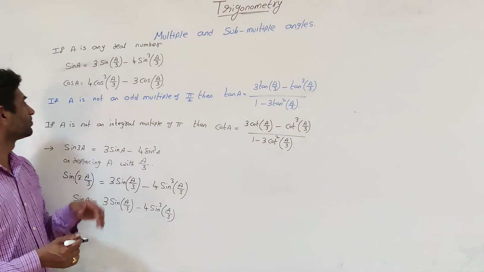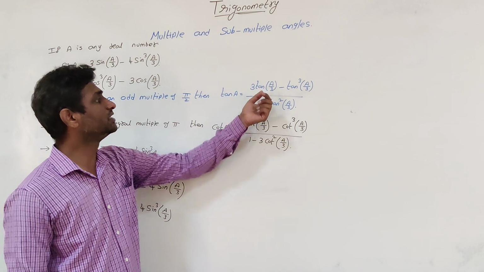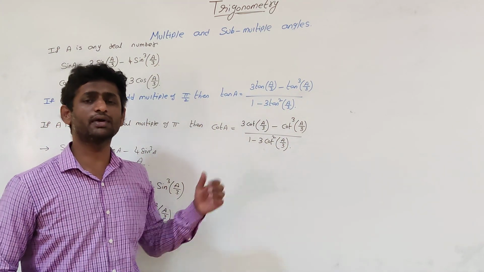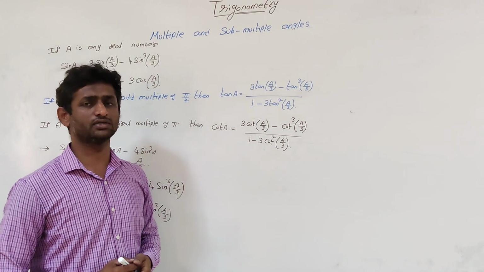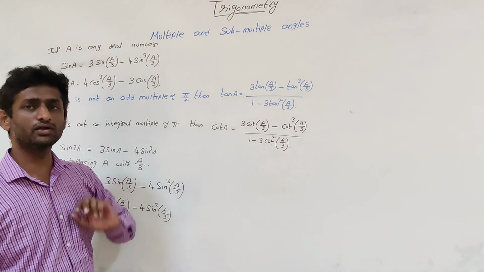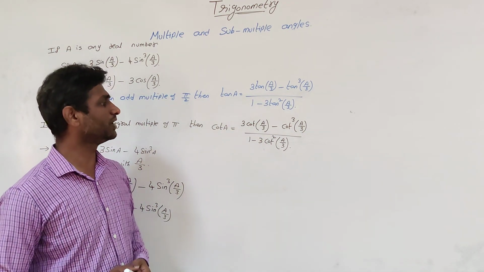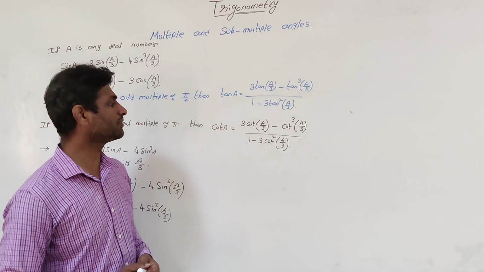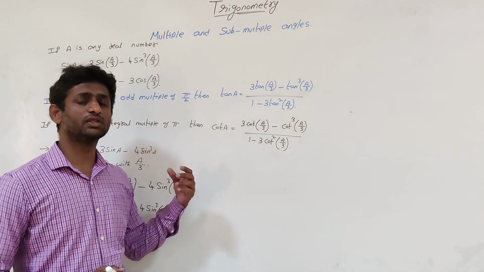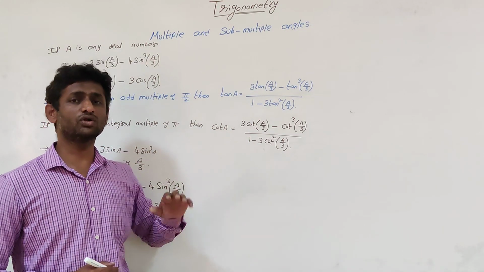Similarly, if a is not an odd multiple of pi by 2, then tan a will be 3 tan of a by 3 minus tan cube of a by 3 by 1 minus 3 tan square of a by 3. And same result for cot a also. Cot a will be 3 times cot of a by 3 minus cot cube a by 3 by 1 minus 3 cot square of a by 3. So these are the 1/3 angle, and we'll see some results based on 2a and 3a.